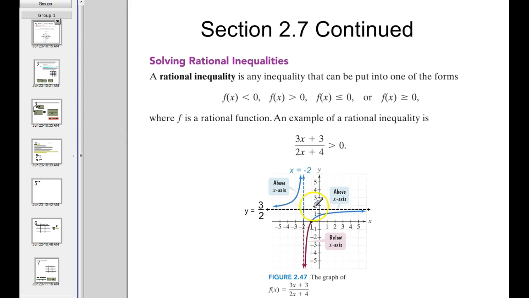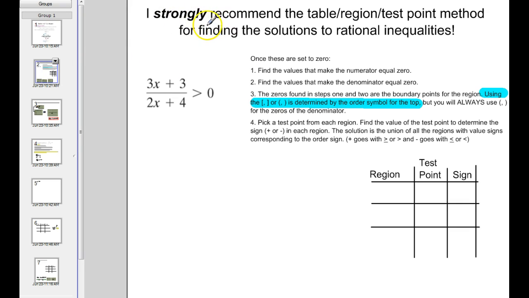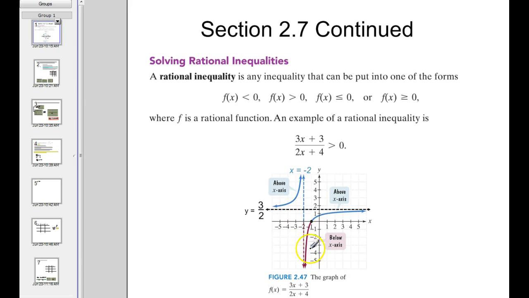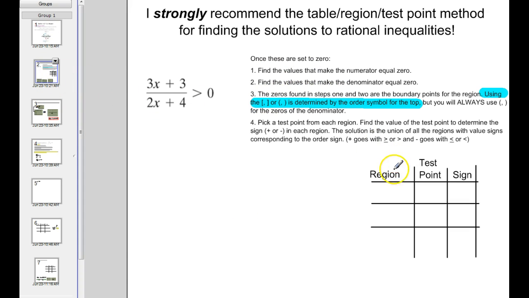All right, so let's actually do this. Let's show where these two come from. For this type of problem, I strongly recommend using the table versus the graph. Now, you could use the graph. We talked about the graph here. It's above, it's above, so that would be the solution set, but I'm going to show you how to get the solution set using the table method.